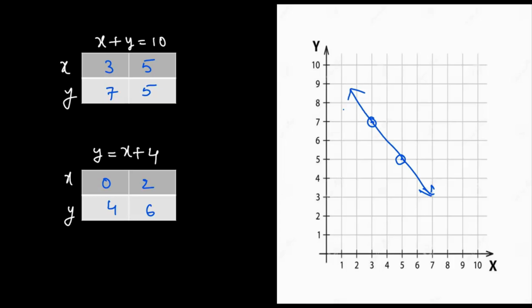For the second line, y is equal to x plus 4: 0, 4, and 2, 6. So join these 2 points also and then extend the line.